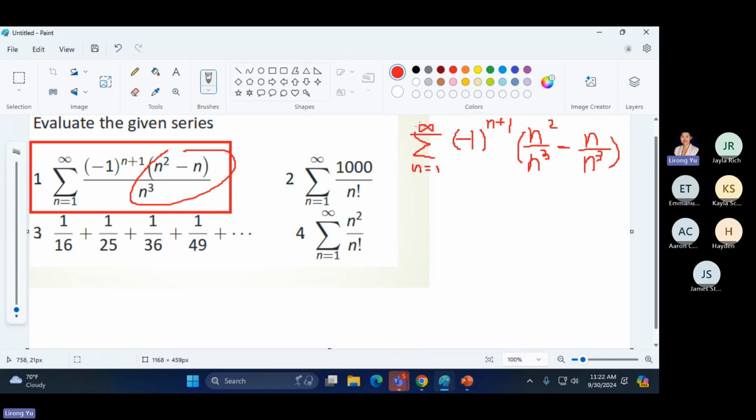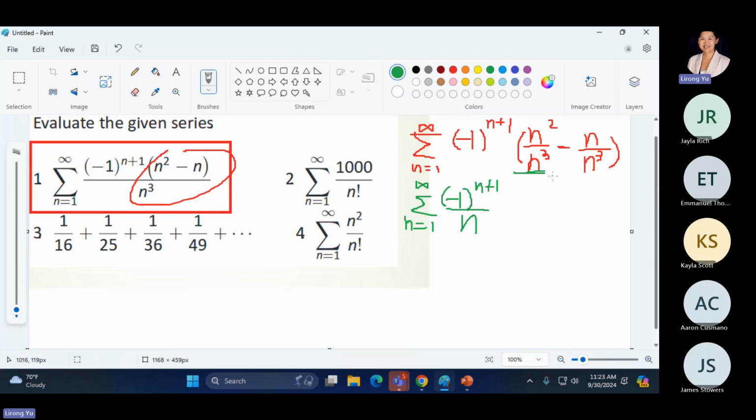Any questions so far? Do you see why we change it this way? Separate them. If you want to subtract fractions, you subtract the numerators and keep the denominators, since they have the same denominator. So why do we change the format? Because now you have two separate series. One is the summation of -1 to the n plus 1. Out of the first one, we cancel the n squared, so you have over n, and then n equals 1 to infinity. So basically in that one you cancel the common factor.